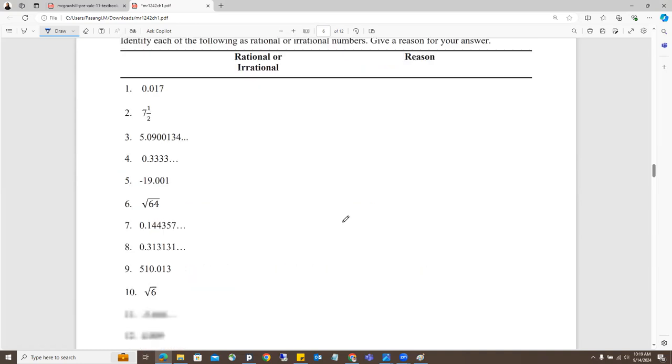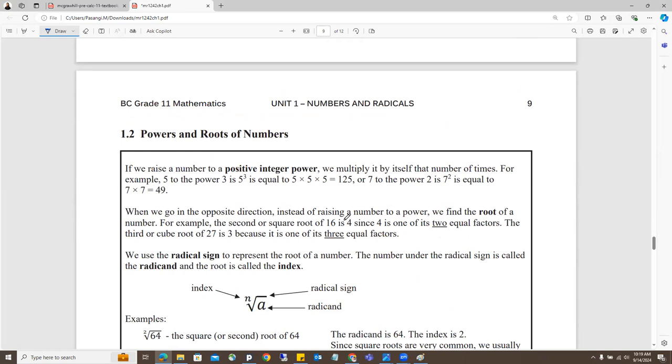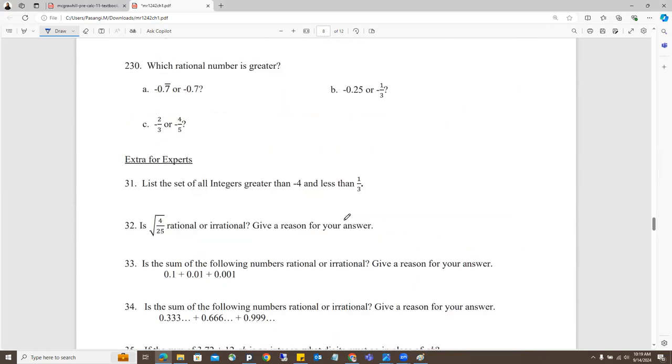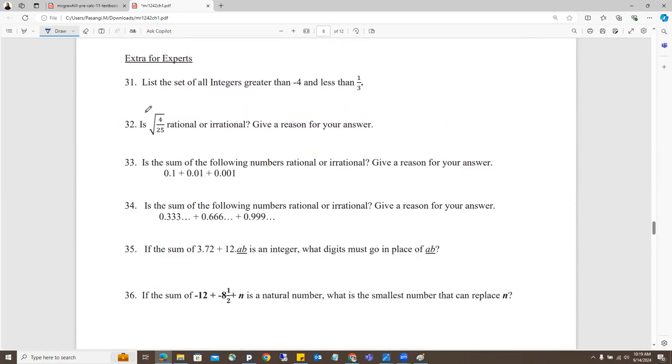Okay. Now we have exercises. Extra for experts. Shall we do one thing? Can you just do only these 6 questions? I mean, in this class, 31 to 36. Shall I send you this tute? Yeah. Okay. Wait. So, only do 31 to 36. The rest, you can do it at home, as homework. Let me send you this one.